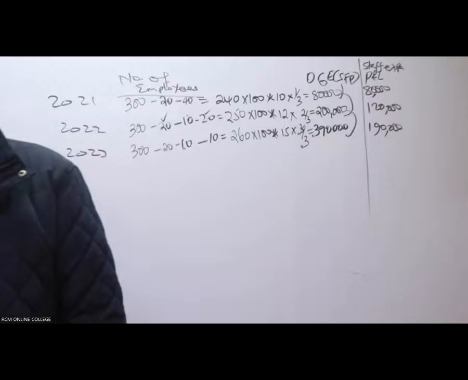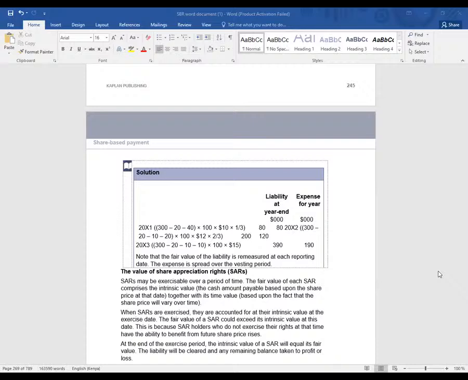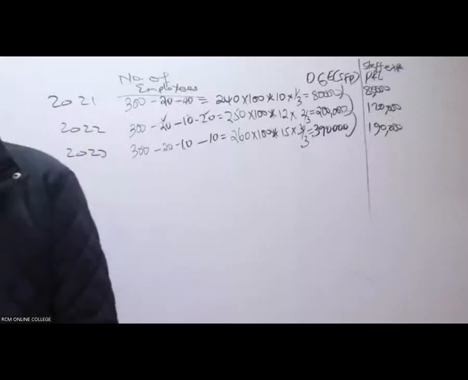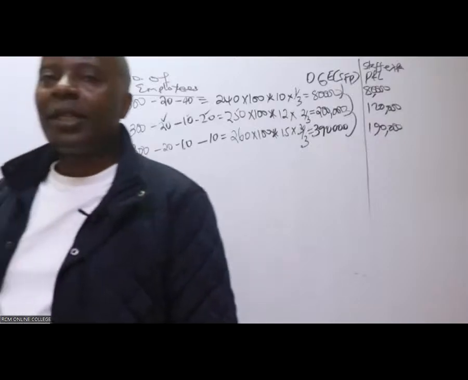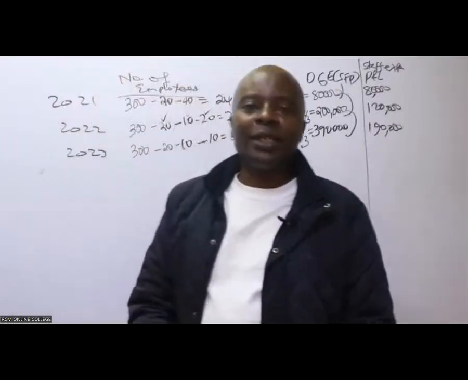So then you can see, ladies and gentlemen, from this, although it's poorly arranged, like the expense here, the first one should be 80. The second one should be 120. And then the last one is 190. So that is it.